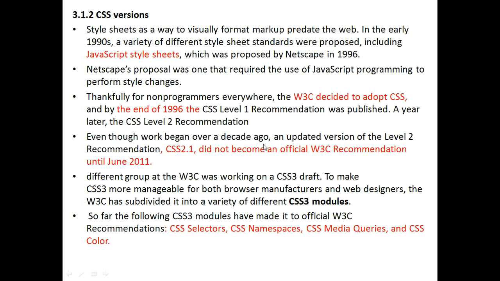Even though work began over a decade ago, an updated version of the level 2 recommendation, that is CSS 2.1, did not become an official W3C recommendation until 2011, right? This is one more version. A different group at the W3C was working on a CSS3 draft. To make CSS3 more manageable for both browser manufacturers and web designers, the W3C has subdivided it into a variety of different CSS3 modules. That's the modules they gave here, right? CSS selectors, CSS namespaces, CSS media queries, and CSS colors. They are the different modules.